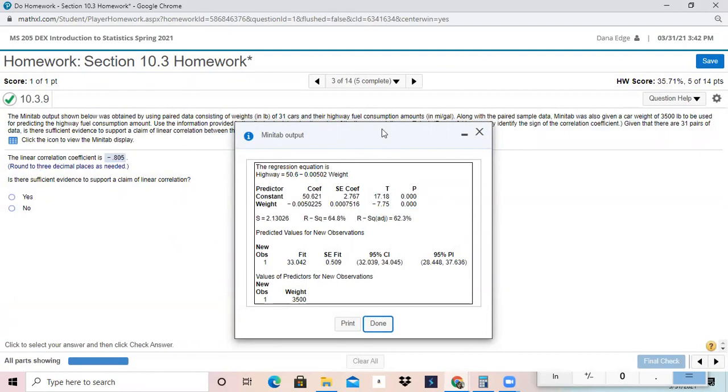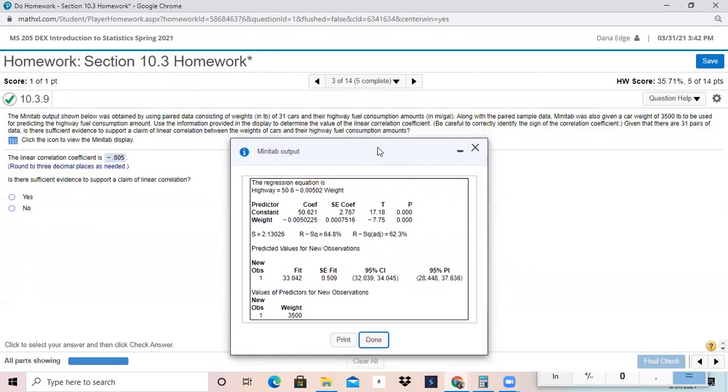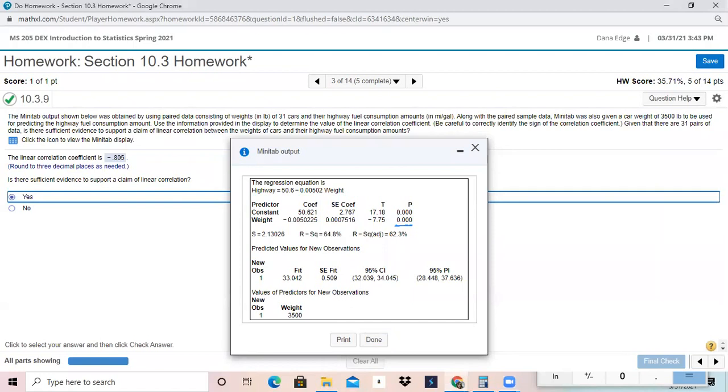Okay, well, now, as I said, I don't see anywhere where they actually gave us an alpha value to use, but given that the probability here of getting these numbers, if there is no correlation, is 0, I would say that's pretty good reason to think there is a claim of linear correlation.